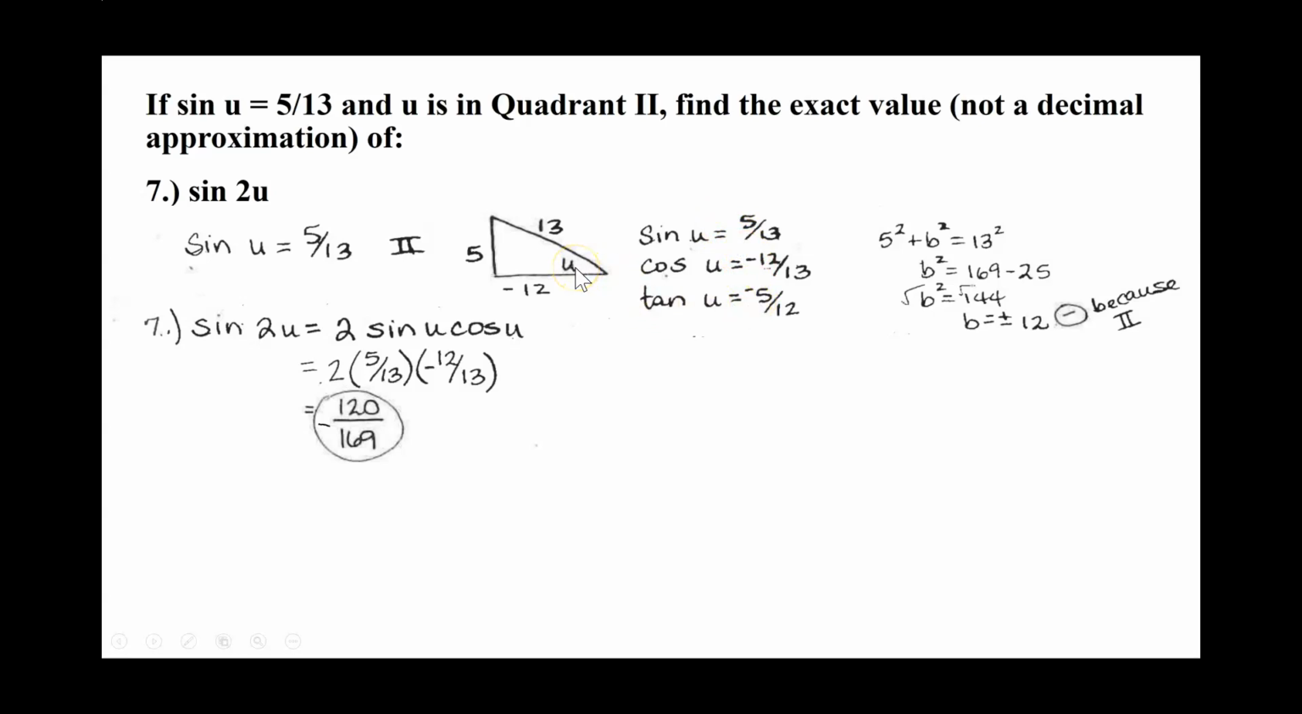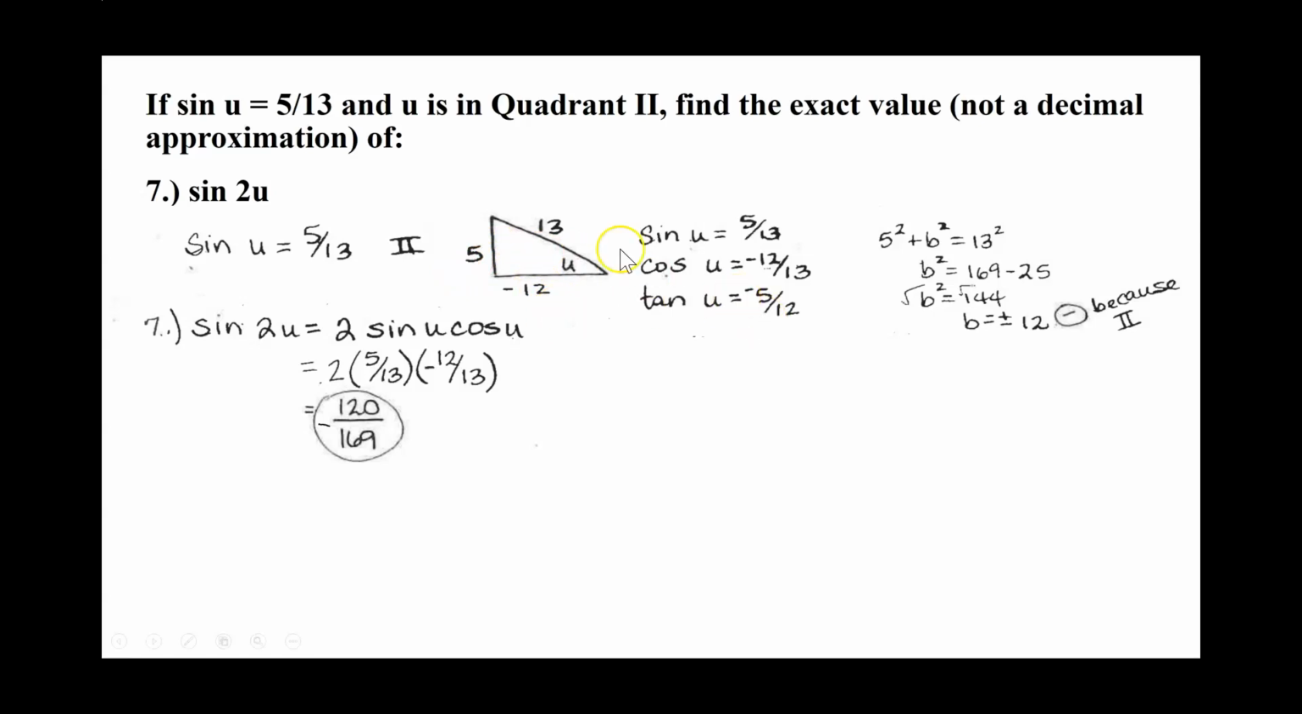So to do these next couple of problems, we're going to need to know the sine, cosine, and tangent from that triangle. So let's start with sine. Again, that was given, opposite over hypotenuse, 5/13. Cosine would be adjacent over hypotenuse, negative 12/13. And tangent would be opposite over adjacent, negative 5/12.